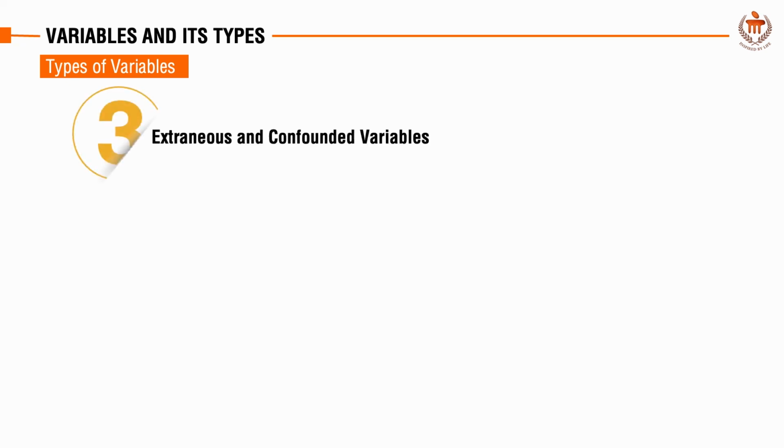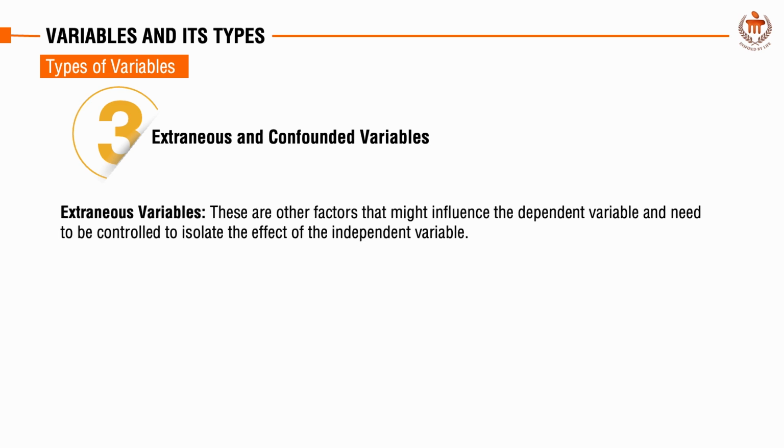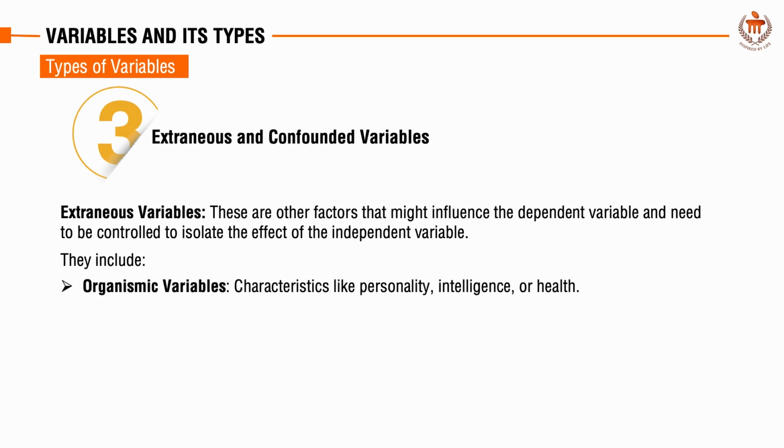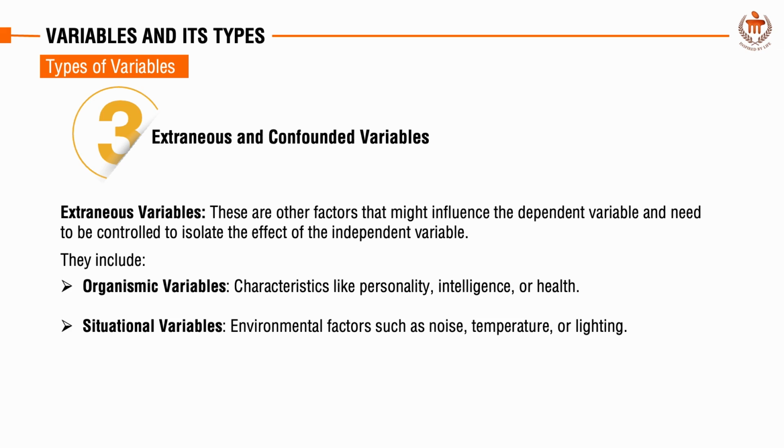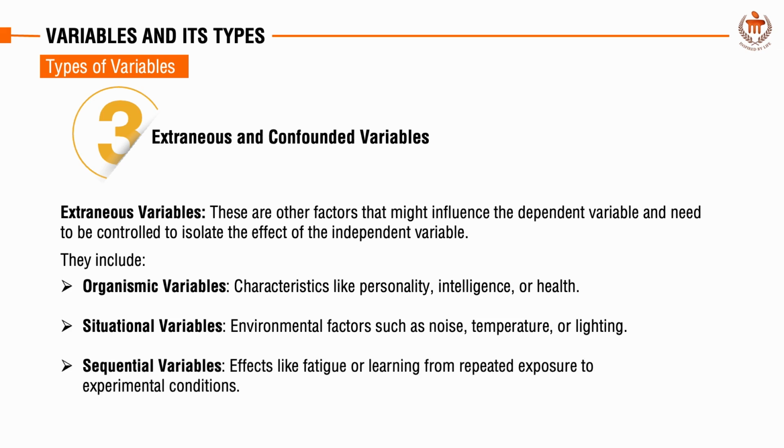Another categorization of variables is extraneous and confounded variables. What are extraneous variables? These are other factors that might influence the dependent variable and need to be controlled to isolate the effect of the independent variable. They include organismic variables, characteristics like personality, intelligence, or health. Situational variables, environmental factors such as noise, temperature, or lighting. Sequential variables, effects like fatigue or learning from repeated exposure to experimental conditions.